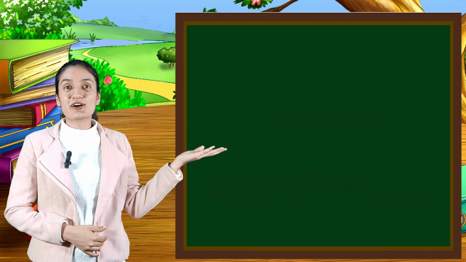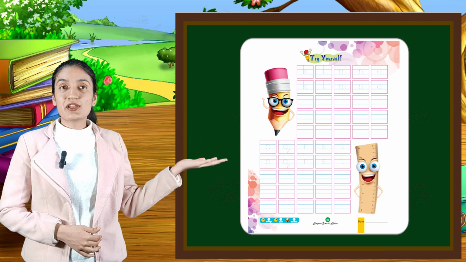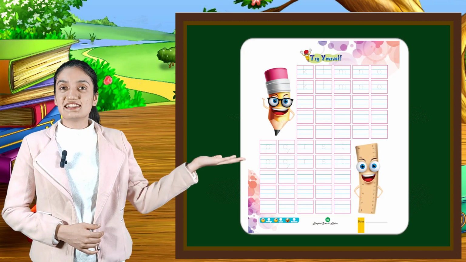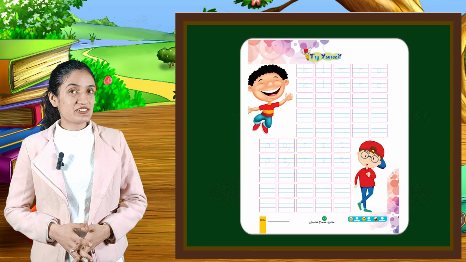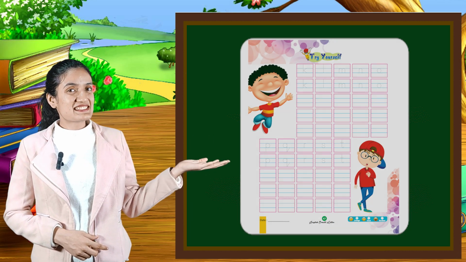Now it's time for try yourself. Kids, can you see the dots? Join all the dots and trace the letters. Mention the date in the end. Here is another try yourself. Join all the dots given here and make letters.